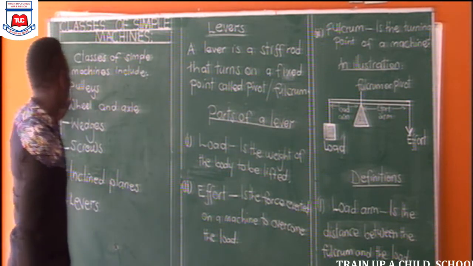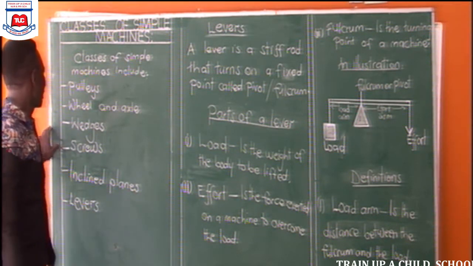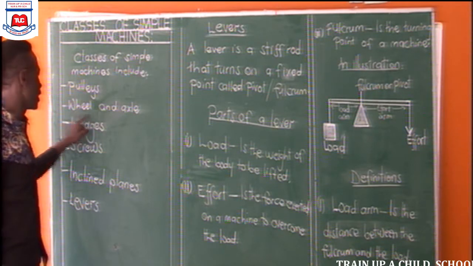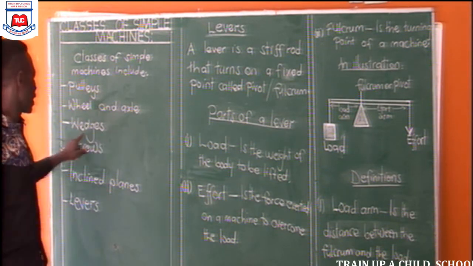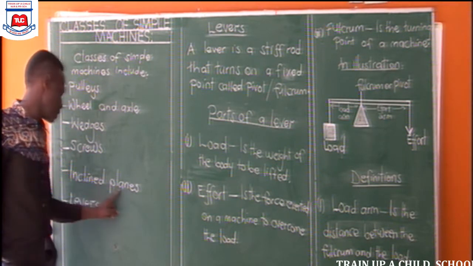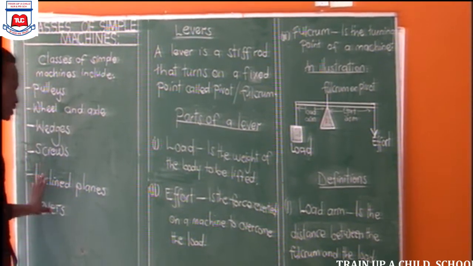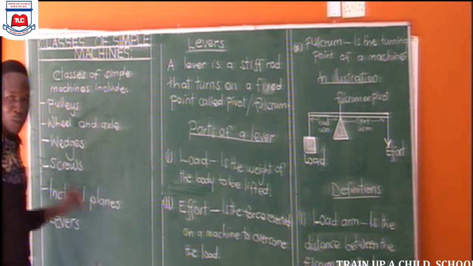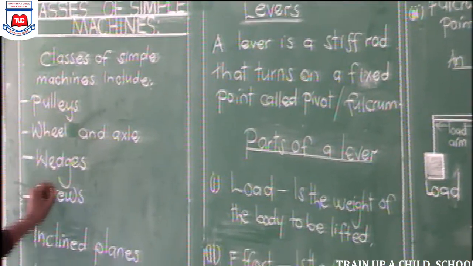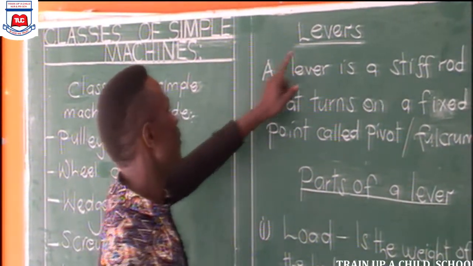And the classes of simple machines are well written down here. As you can see, we have pulleys, we have wheel and axle, we have wedges, we have screws, inclined planes, and levers. So these are the classes of simple machines. These are not examples of simple machines, but they are classes of simple machines. So out of this, we picked levers.